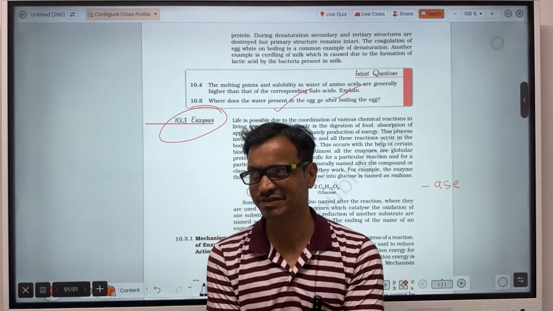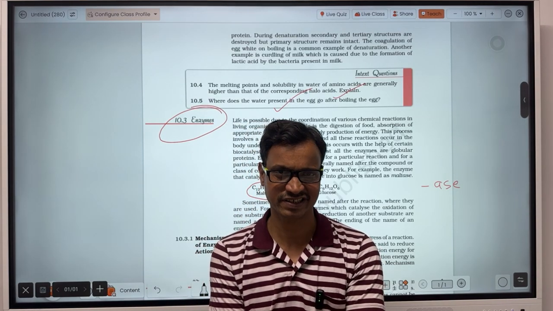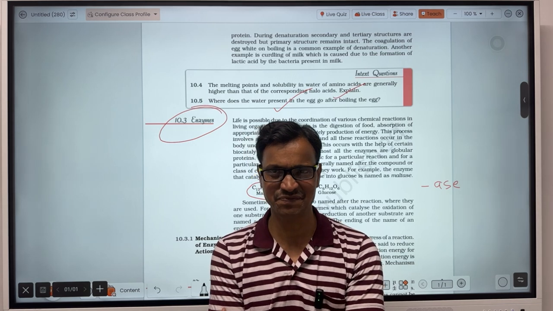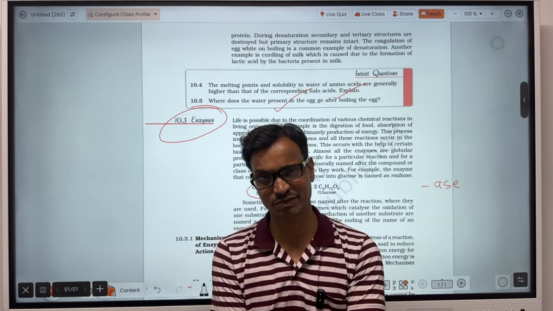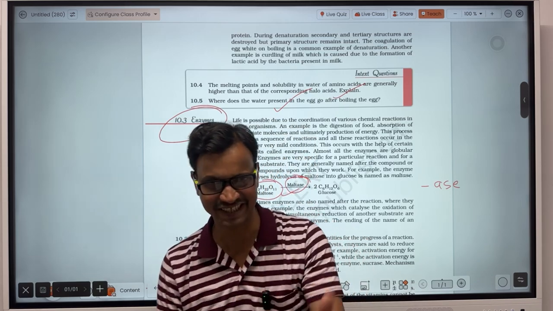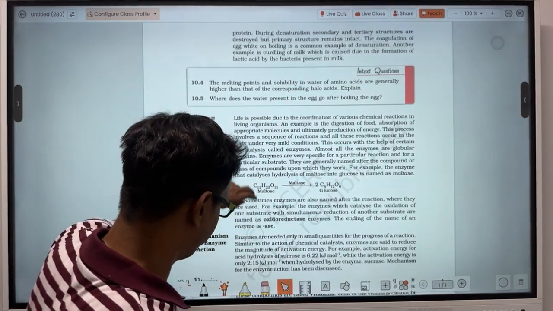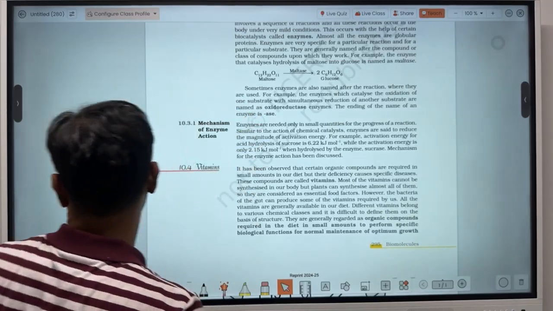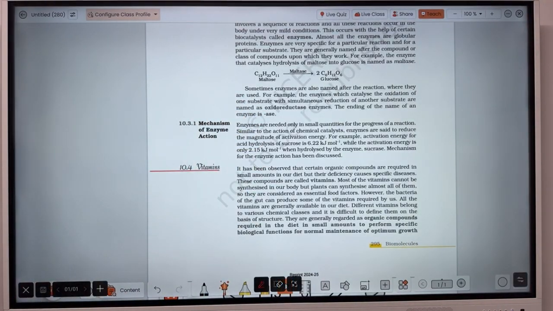Similarly, when the enzyme enhances a reduction reaction, it is called reductase. If the enzyme acts on a redox reaction, it is called oxidoreductase. Now the example here is about the mechanism of enzyme action. So what is it?